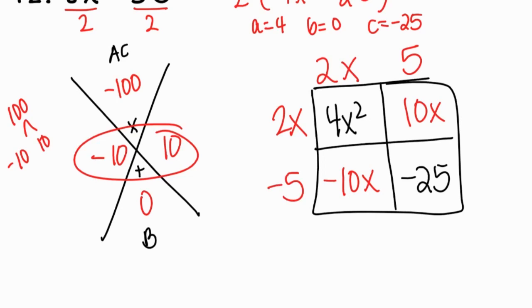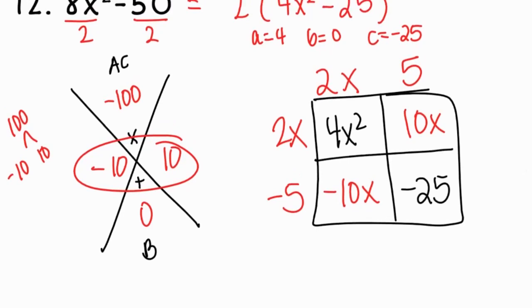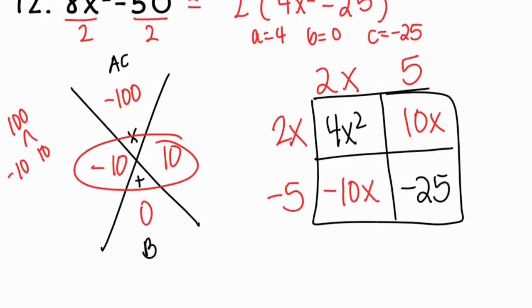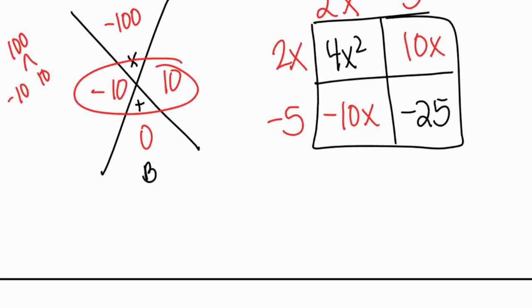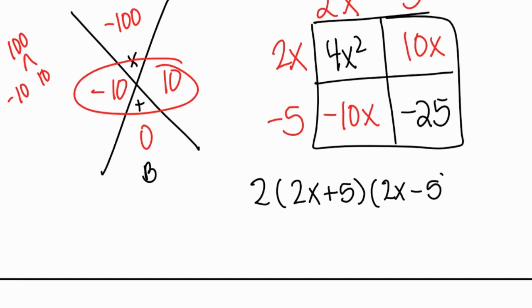Again, go through and multiply everything to make sure that it's correct. I know that this is correct. So I'm going to write my final answer as 2 parentheses 2x plus 5, close parentheses, and then another parentheses with 2x minus 5. And that is our final answer.